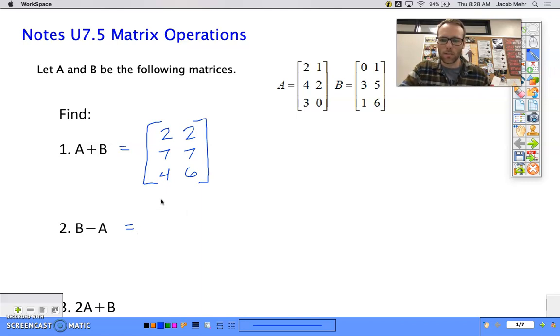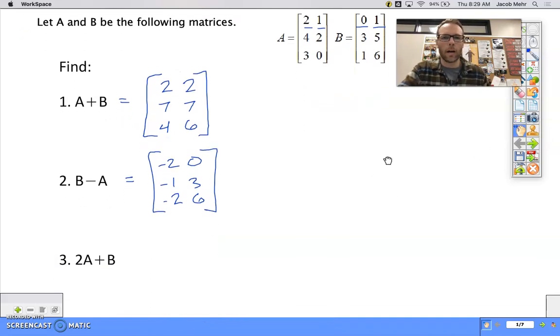All right, let's subtract some matrices. Okay, so now we're doing B minus A. Now subtraction is the same as adding the opposites. It's just addition. So we're taking the elements in B, subtracting their corresponding elements in A. We've got 0 minus 2 is negative 2. We've got 1 minus 1 is 0. We can work our way through the entire thing. 5 minus 2 is 3. 1 minus 3 is negative 2. 6 minus 0 is 6. There we go.